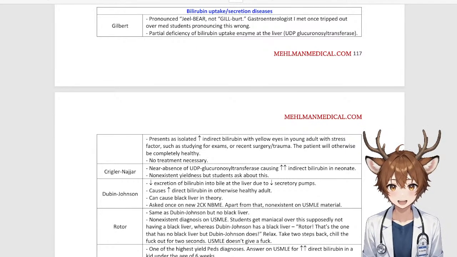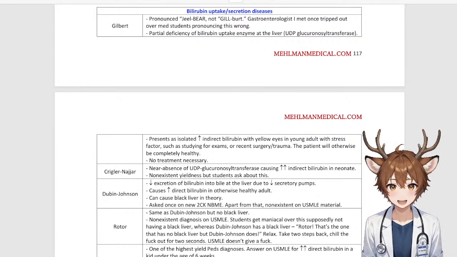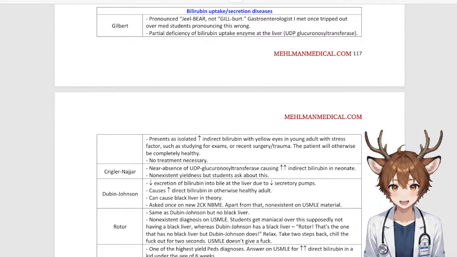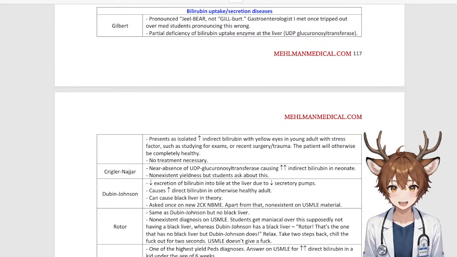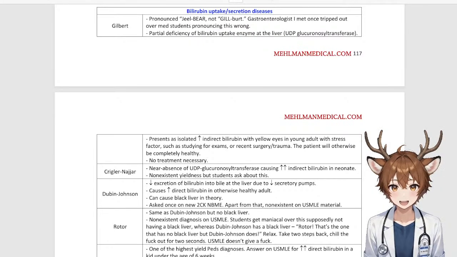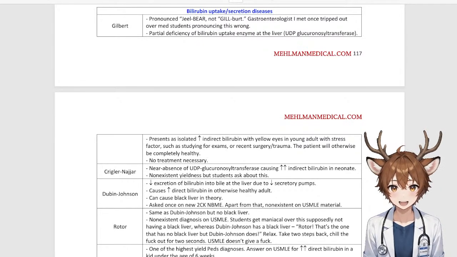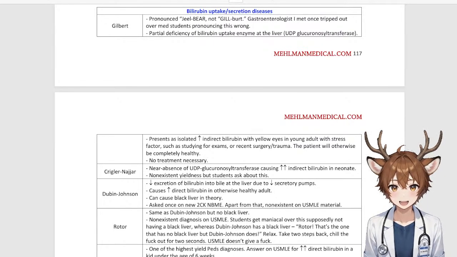Rotor syndrome, same as Dubin-Johnson, but no black liver. It's the same thing, but there's no color change at all. Rotor syndrome, non-existent diagnosis in USMLE. Students get maniacal over this supposedly not having a black liver, whereas Dubin-Johnson has a black liver. Relax, take 2 steps back, chill out for 2 seconds. USMLE does not care.